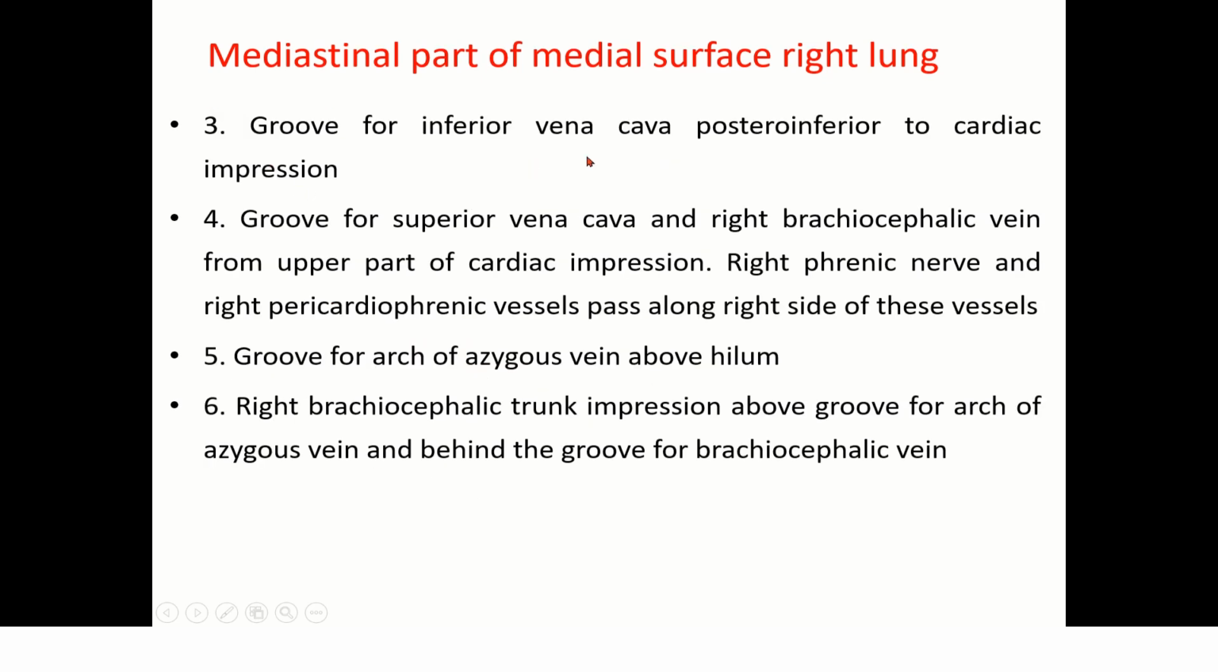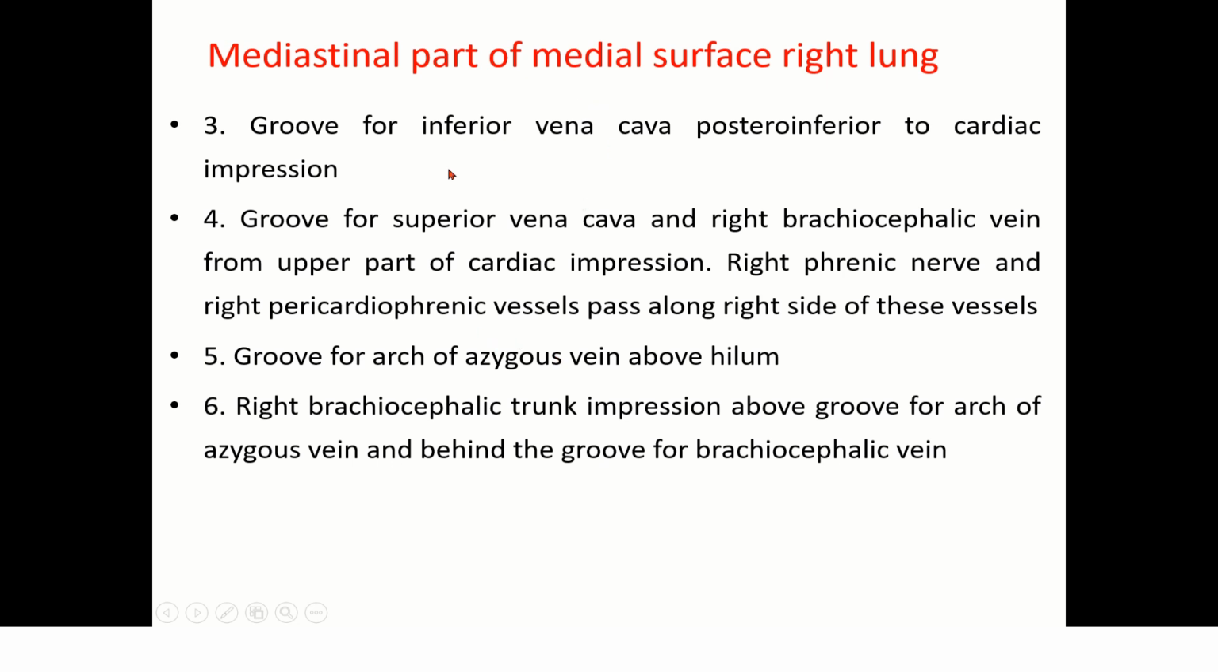And there will be a groove for the inferior vena cava, posterior inferior to the cardiac impression. And there will be a groove for the superior vena cava and right brachiocephalic vein from the upper part of the cardiac impression. Right phrenic nerve and right pericardiophrenic vessels pass along the right side of these vessels. There will be a groove for the arch of azygos vein above the hilum and the right brachiocephalic trunk impression above the groove for the arch of azygos vein and behind the groove for the brachiocephalic vein.